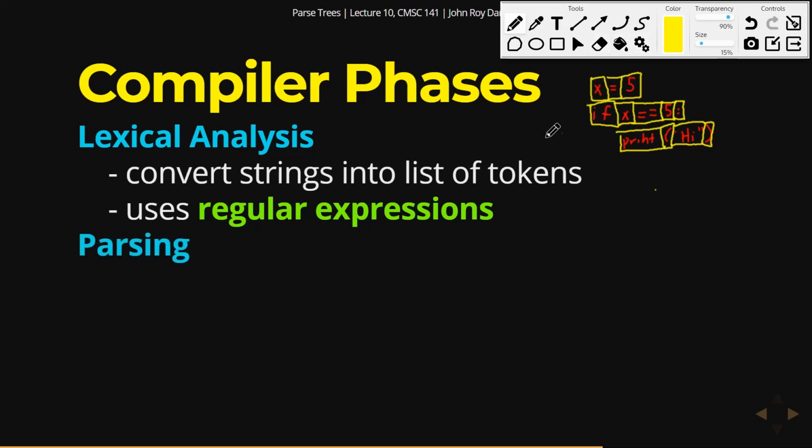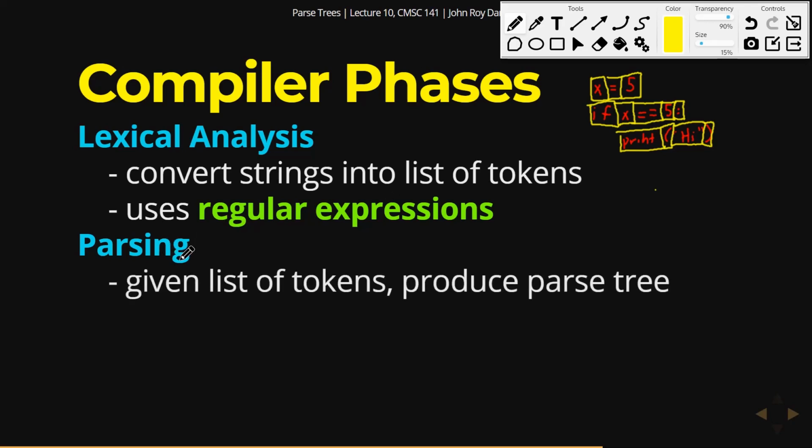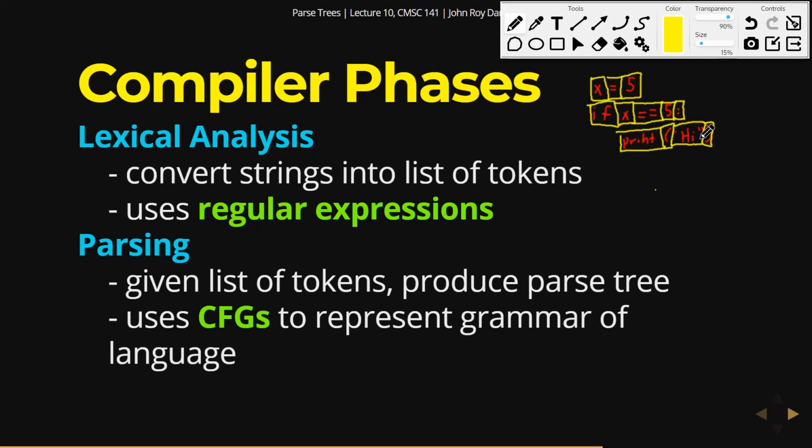And then the next step is parsing. Given this list of tokens, you produce the parse tree and check whether the parsed string follows the correct grammar. Our programming language uses a CFG to represent the grammar of the language, and that tells you the correct syntax. For example, for this one, it has the correct syntax, so this should form a correct parse tree.